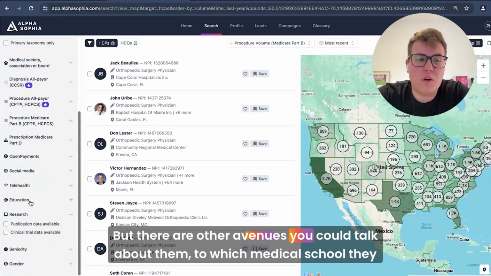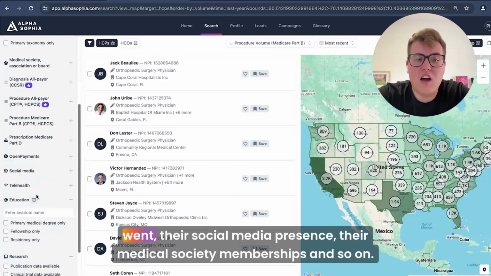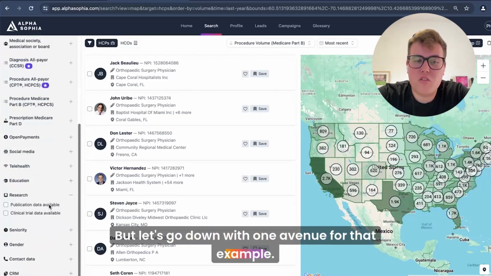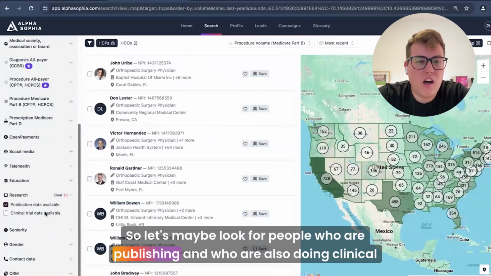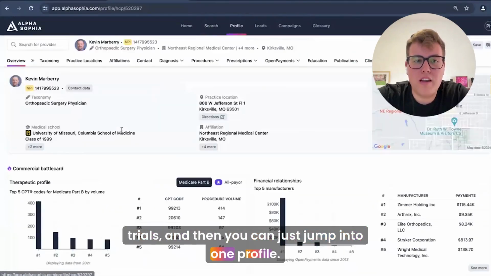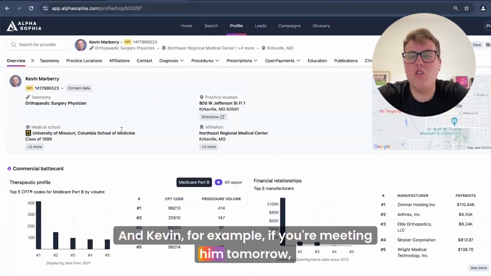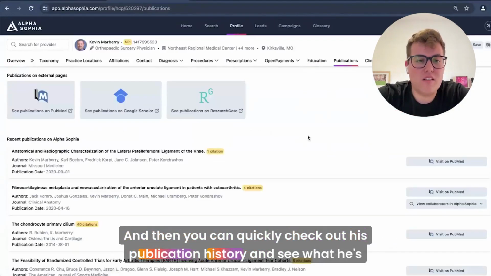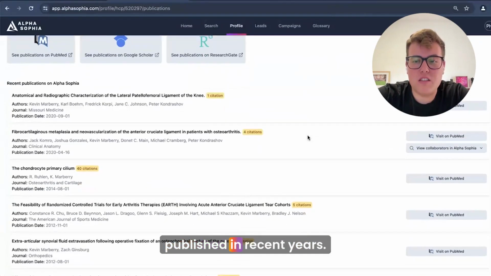That could be a conversation starter to start talking about recent publications or about clinical trials they've participated in. But there are other avenues you could talk about: which medical school they went to, their social media presence, their medical society memberships, and so on. But let's go down one avenue for that example. So let's maybe look for people who are publishing and who are also doing clinical trials. And then you can just jump into one profile. And Kevin, for example, if you're meeting him tomorrow, you can quickly check out his publication history and see what he's published in recent years.